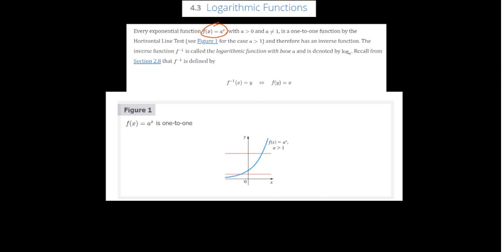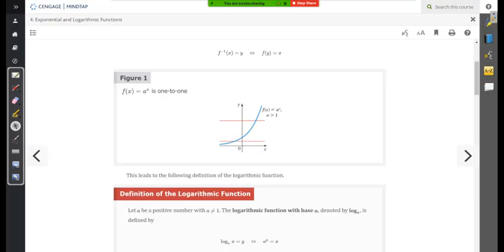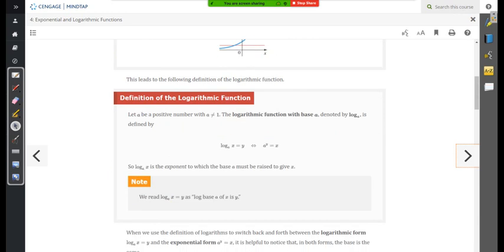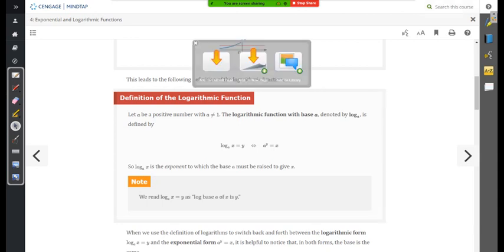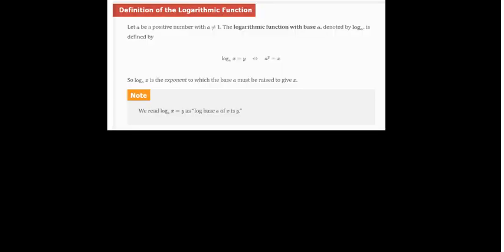So notice, this is just going back and showing the exponential function. Some base raised to the x power is indeed one-to-one, so it has an inverse function, and the inverse function is the logarithmic function. So I'll put that here.